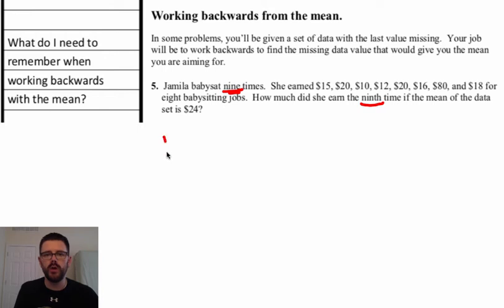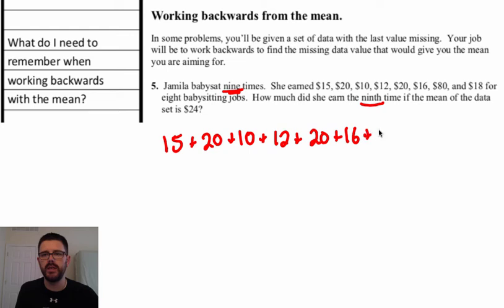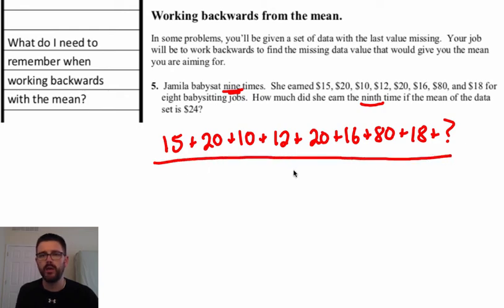So start with what you know. We know she made 15 one day, 20 another, plus 10, plus 12, plus 20, plus 16, plus 80. That was a really good day. Maybe she was there all day. And 18 plus something we don't know, but we know we're going to have to add them all up. Then we're going to divide by 9 because we're going to have 9 total. And we know we want an answer of 24.